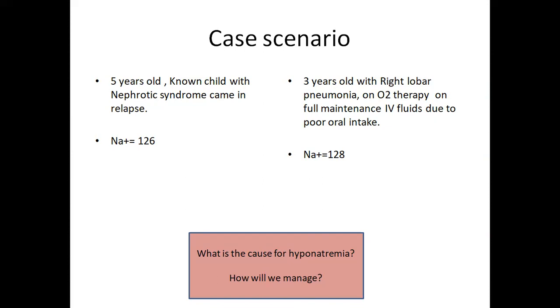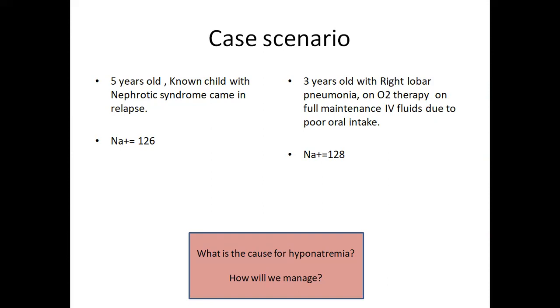On the other side, you have a 3-year-old child with right lobar pneumonia, on O2 and on full maintenance fluids because of poor oral intake. We checked his electrolytes as well, and his sodium was 128. So what do you feel is the cause for hyponatremia in these two children?